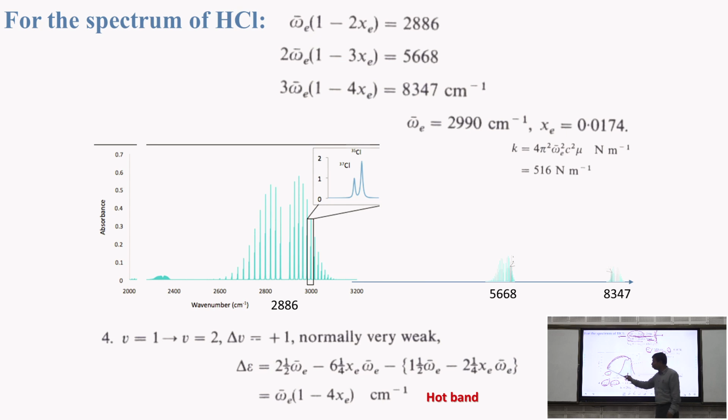And how do we know that this is not the fundamental band? Obviously, the intensity will be much less, and this intensity will also vary significantly if you change the temperature of the system. If you increase the temperature of the system, then this intensity will vary significantly. So this is known as a hot band.